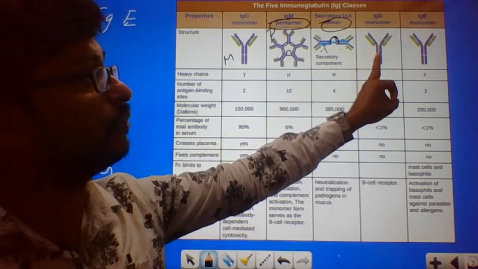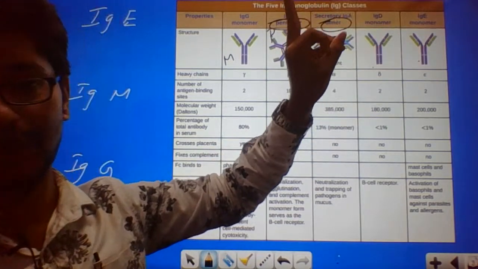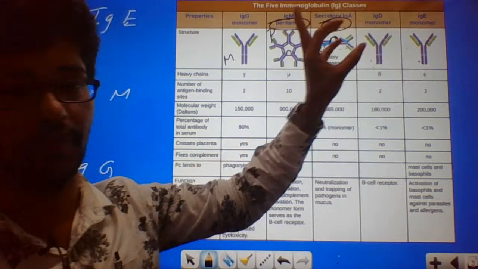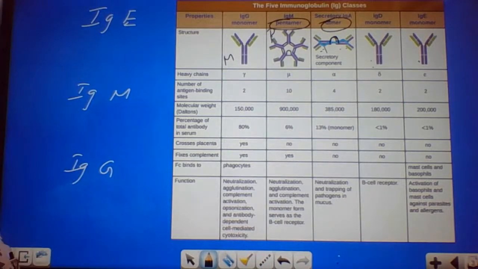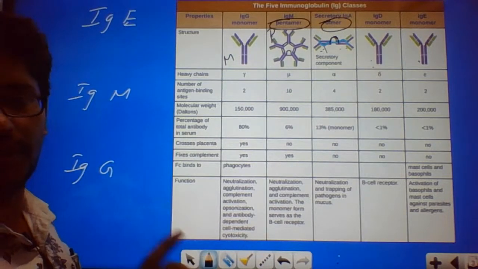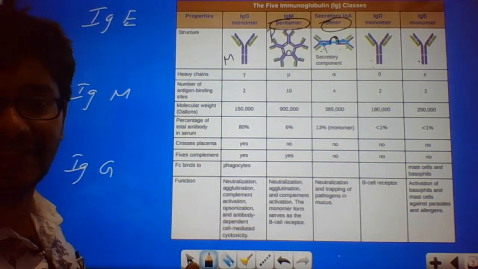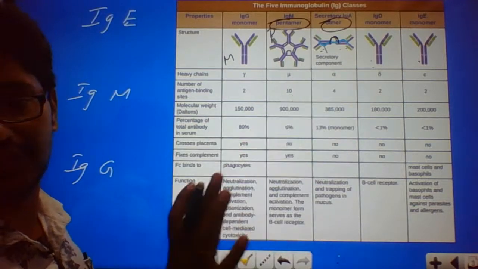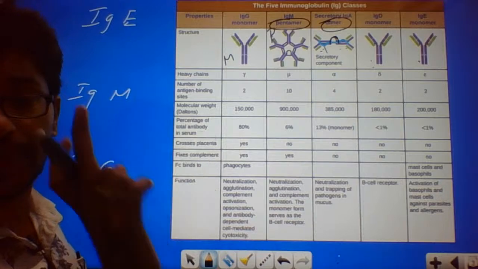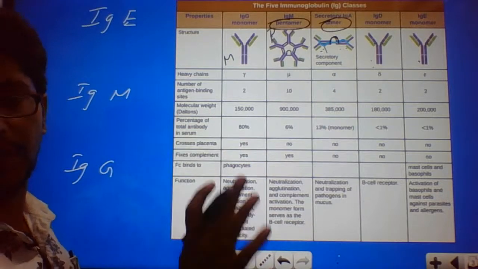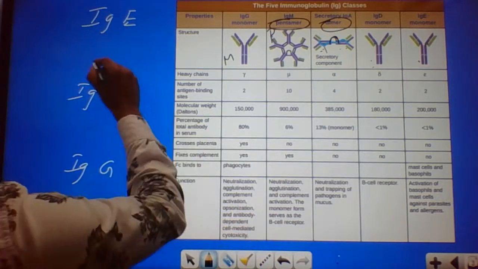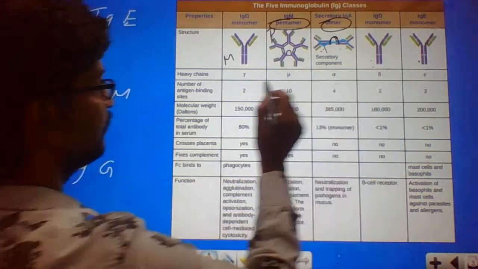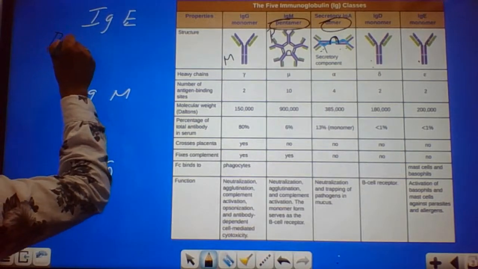Then IgD is a monomer, IgE is also a monomer. This is also a monomer. Okay? Out of 5 immunoglobulins, 3 immunoglobulins are monomers, one is a dimer. IgA is a dimer, IgM is a pentamer. If you understand this structure-wise clearly, definitely one type of question will come from immunoglobulins. That time you should answer. So IgE is the last type you could see, whichever of these comes, you should answer.